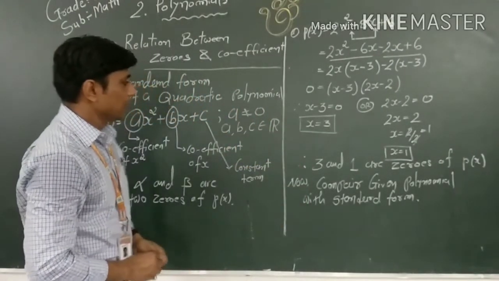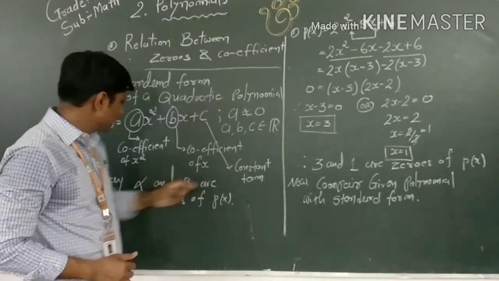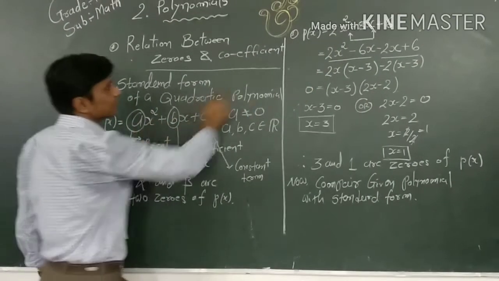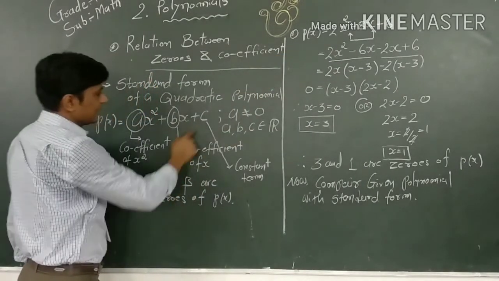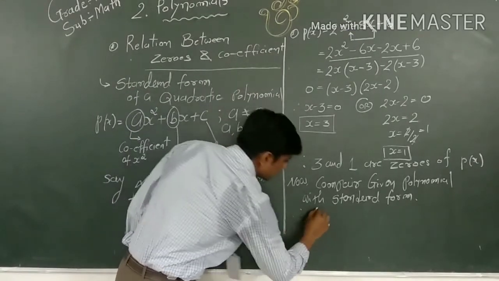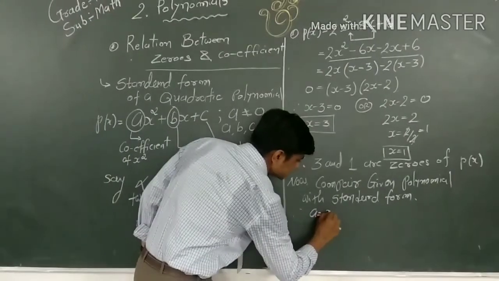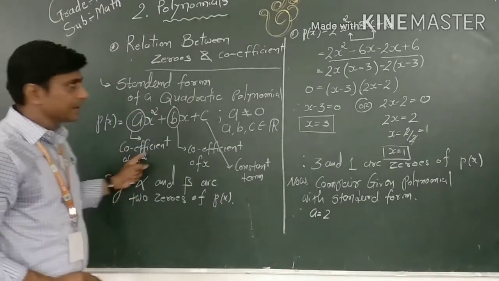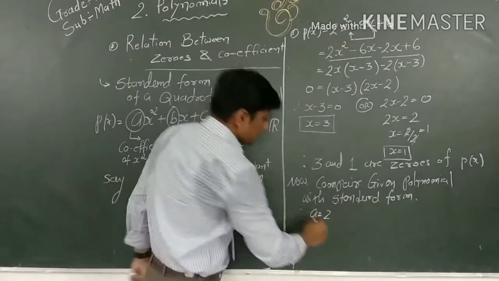Now, what do we get if we compare this polynomial with this standard form? Therefore, a is equal to 2, b is equal to -8 and c is equal to 6. Why is a equal to 2? Because a is nothing but the coefficient of x square. Here, what is the coefficient of x square? 2 is the coefficient of x square.